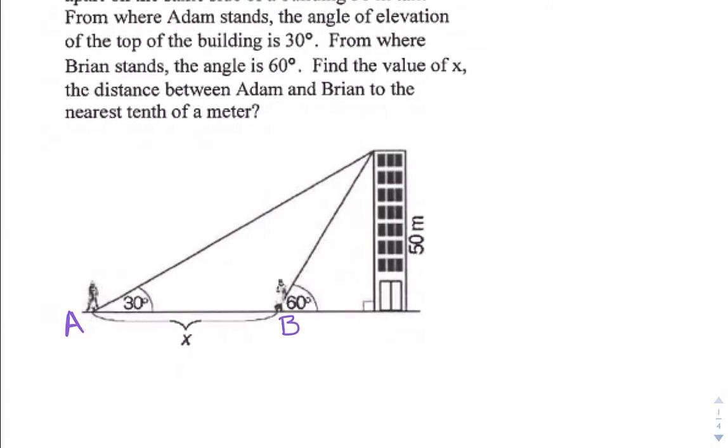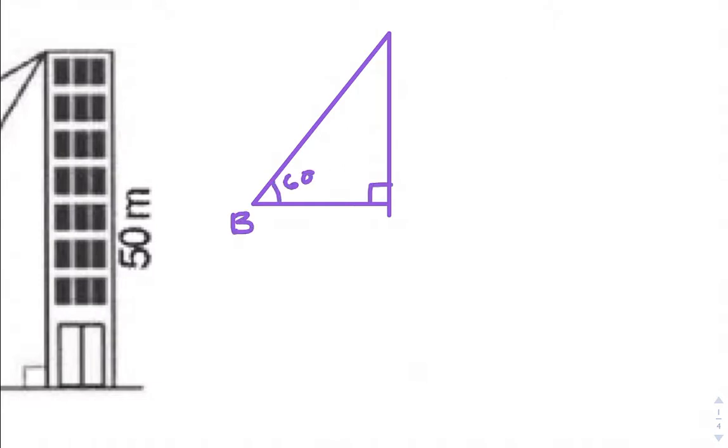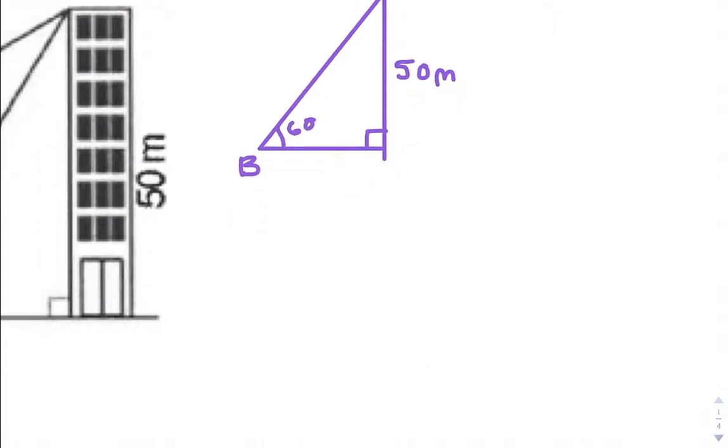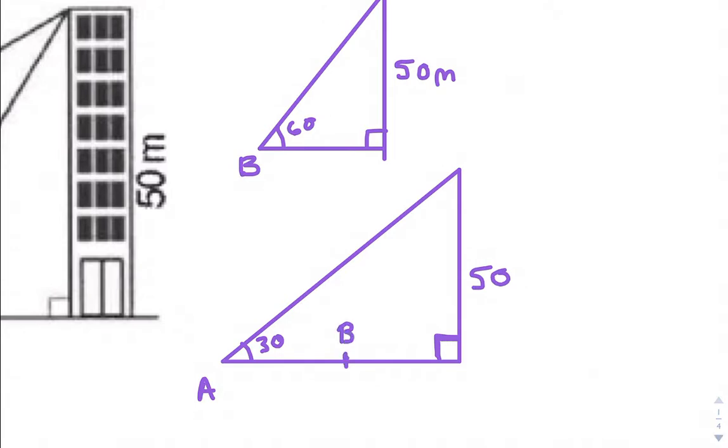So what I'm going to do is separate my triangles again. We're trying to come up with what that x value is. So I know I have one right triangle with Brian as my point. So here's my right angle. Brian was here, 60 degrees, 50 meters. Then there's another triangle where Adam is now the point. So Adam's over here. It's 30 degrees. Here's my right angle. Here's 50. But Brian's standing here. So it wants to know the length of this part.